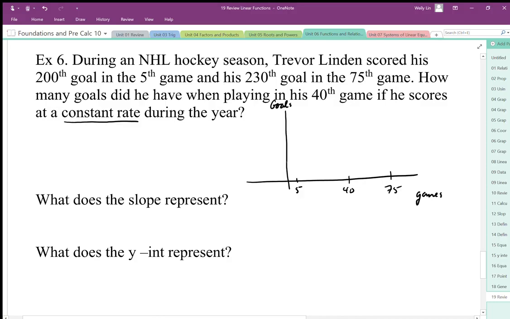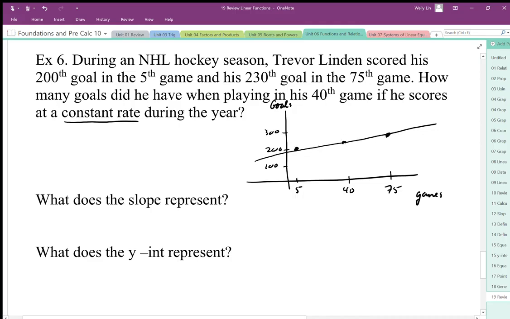And let's say that's 100, 200, 300. So in the 5th game, he scores his 200th goal. In his 75th game, he scores his 230th goal. Well, my scale is not that great, and we need to figure out how many goals in this 40th game. Somewhere in between there anyways. So it's probably going to be somewhere in between 200 and 230, and in fact, it looks exactly in between when I look at the picture of this.